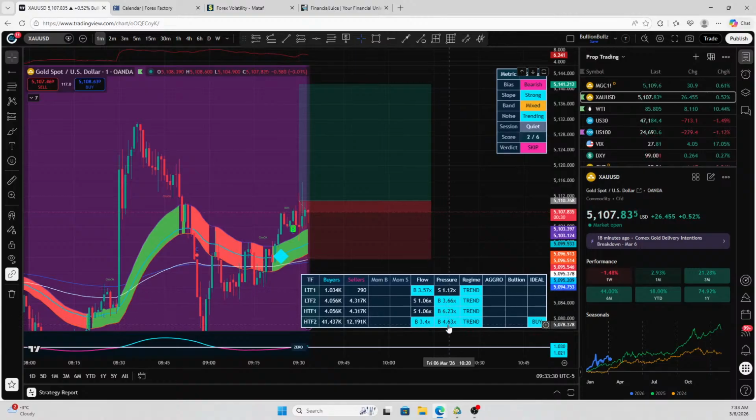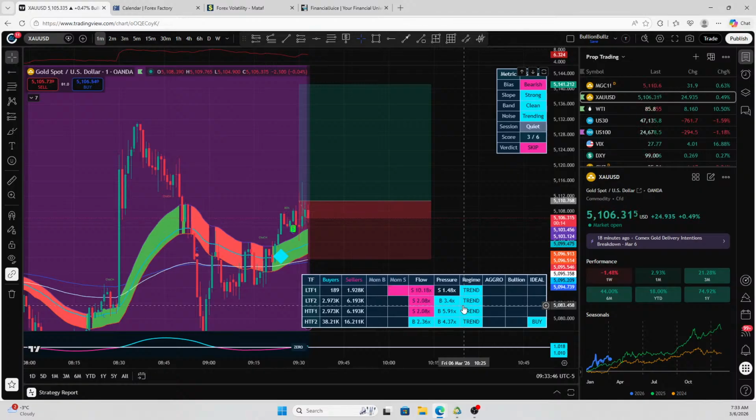Right now, the pressure is pretty much sustaining here at 4.63. Anything above 2 is good. So as long as it's above 2, we should be good. This actually helps you stay away from choppy markets.